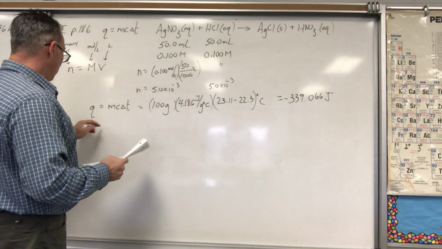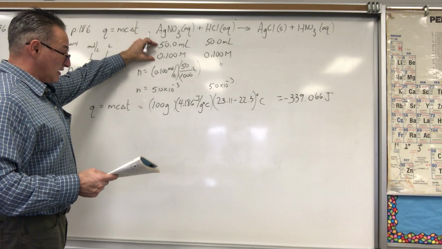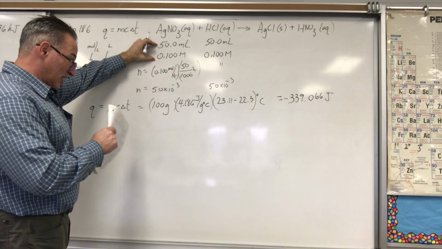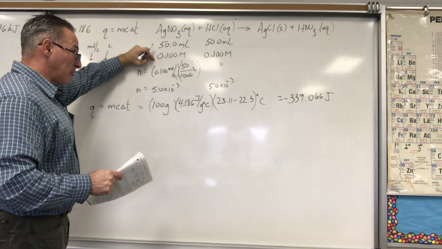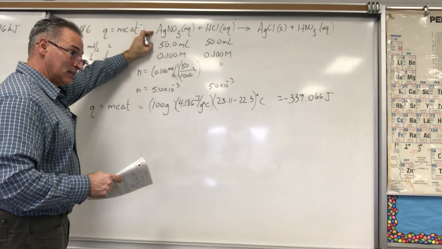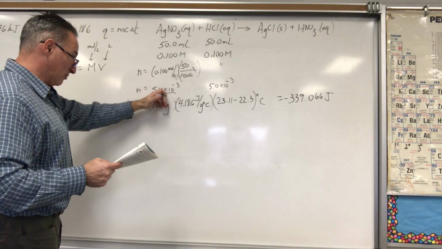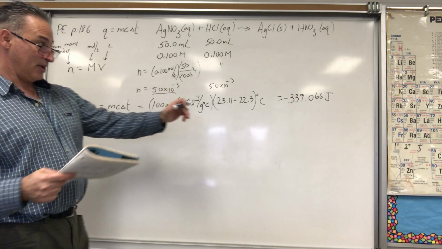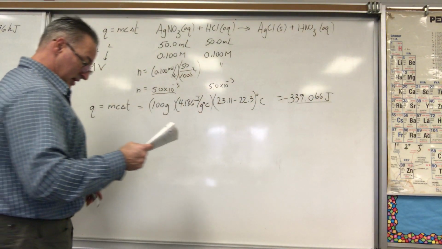Now that energy came from this. Now this is the tricky part. Don't use 100 again. Now you're going to go back to the fact that this came from 50 milliliters of a 0.1 molar solution of silver nitrate. Or basically that many moles of silver nitrate generated this amount of heat. So that's what we're really interested in. So we're going to find that out.